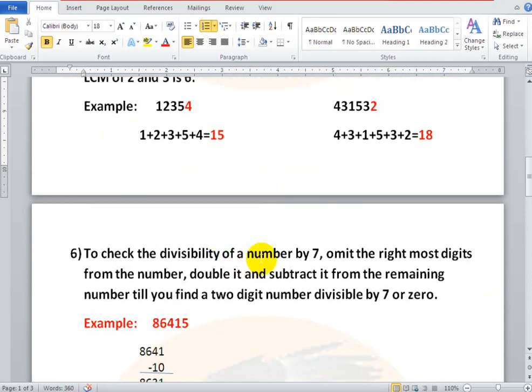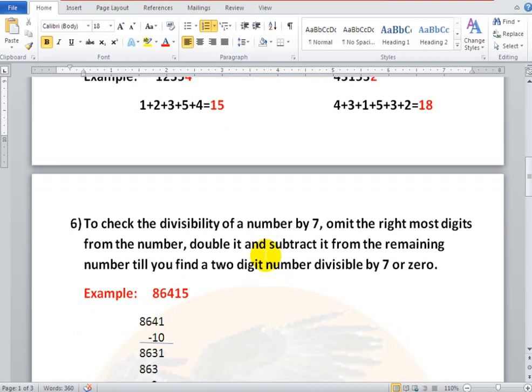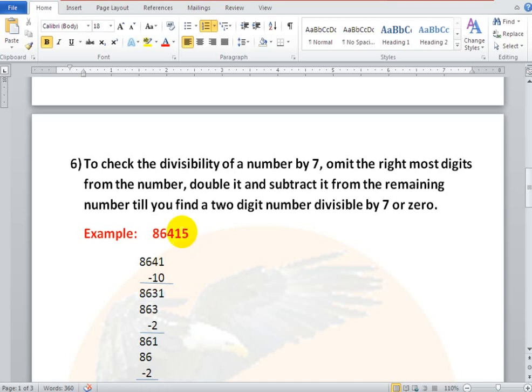Next is the case of number 7. The divisibility test of number 7 is a little bit difficult. In this case, you should notice that we have this number. Now in order to check whether this number is divisible by 7 or not, what should we do? Omit the last digit and double it.